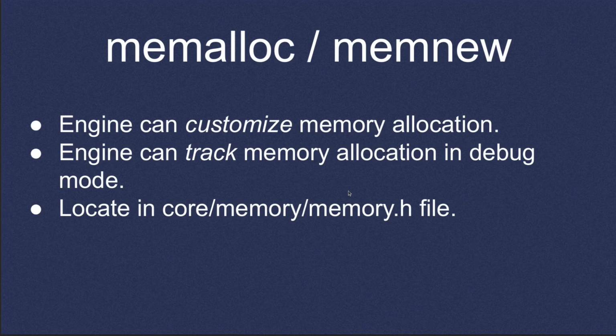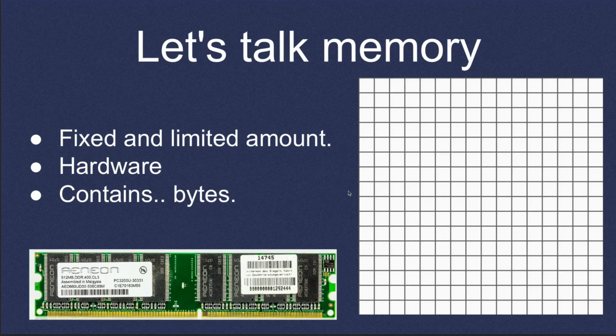We know that Godot has its own memalloc and memnew. We'll see this later. We do this because we can customize memory allocation better. We can track memory allocation. If we just use the system versions of malloc and new, there's no way to track anything, so we use our own memalloc and memnew, which are analogous to the operating system ones, and we can track whatever is going on. These are in the core memory.h file. We're going to see this later on in subsequent episodes, but for today, it's good to have this covered. So let's talk about memory.